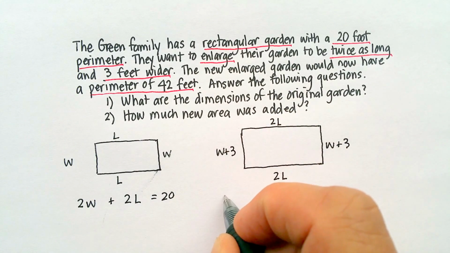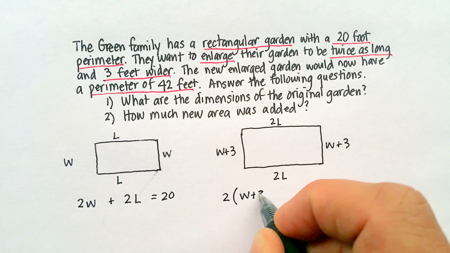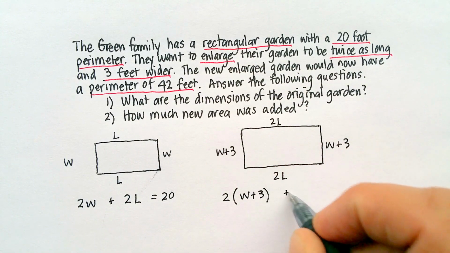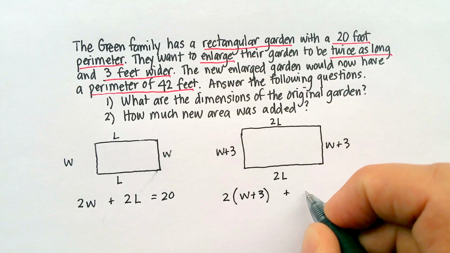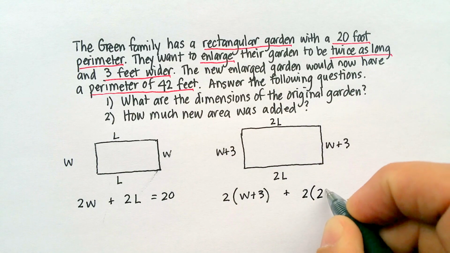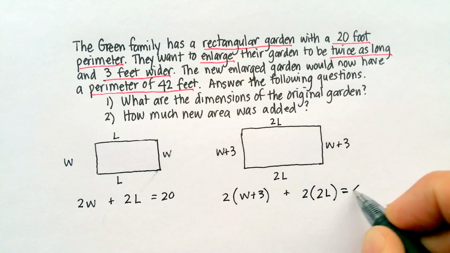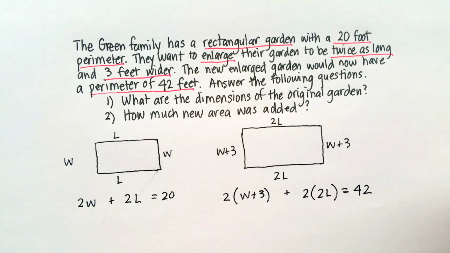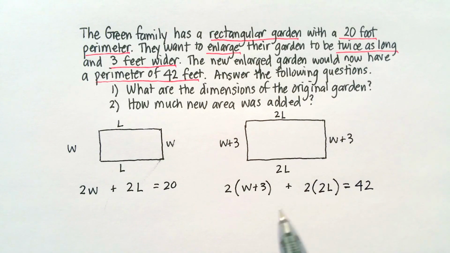So I'm going to say 2 times the width, in this case W plus L, or plus 33 rather, plus 2 times 2L's, will be equal to 42 feet, which is my new perimeter. Now, here's a bit of an issue. I've got 2 variables in each of these equations, and you can't solve, by itself, an equation that has 2 variables in it.